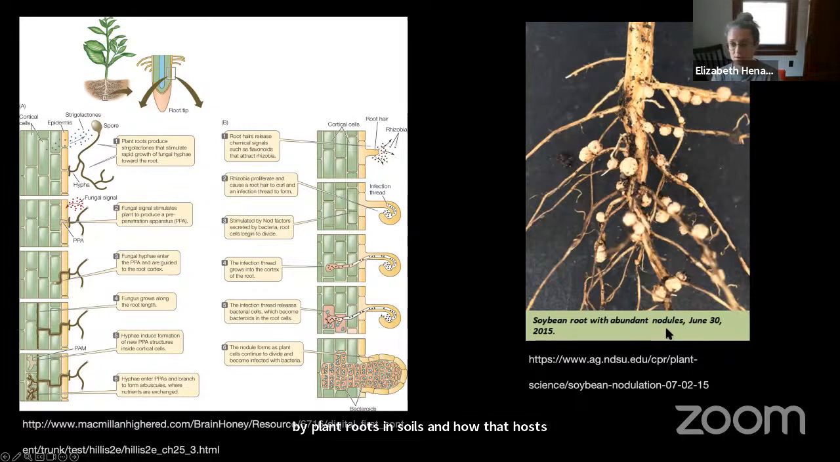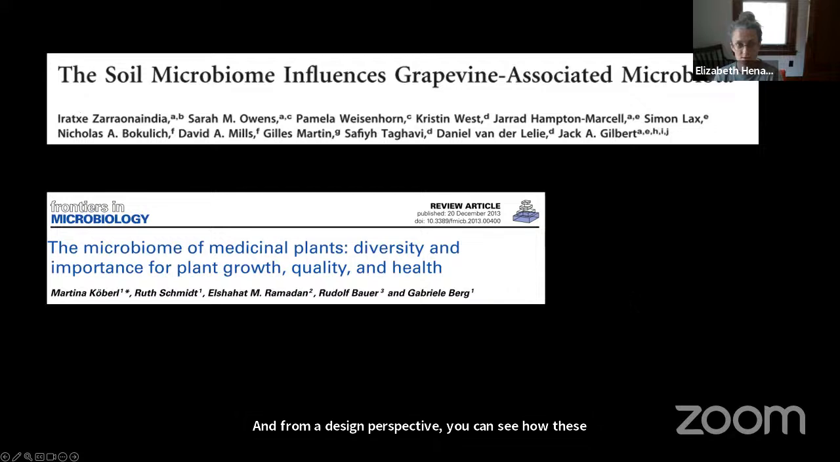So in particular, legumes, so plants in the general family of legumes, including soy and clover, for example, have very explicit collaborations with microbes in which they will create these nodules that house microbial species that will fix nitrogen from the soil. And so there's a symbiotic relationship here. And from a design perspective, you can see how these plants have evolved to create three-dimensional structures that house these microbial species.